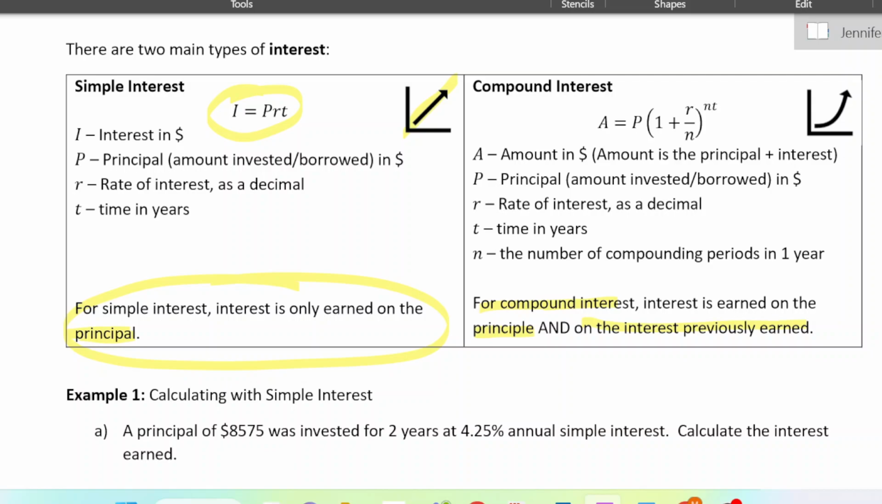So your money, if you're saving it, looks like this. So it's going up quicker, at a quicker rate. If you are going to borrow money, you don't want to have compound interest. You'd rather have simple interest because you don't want to pay as much.